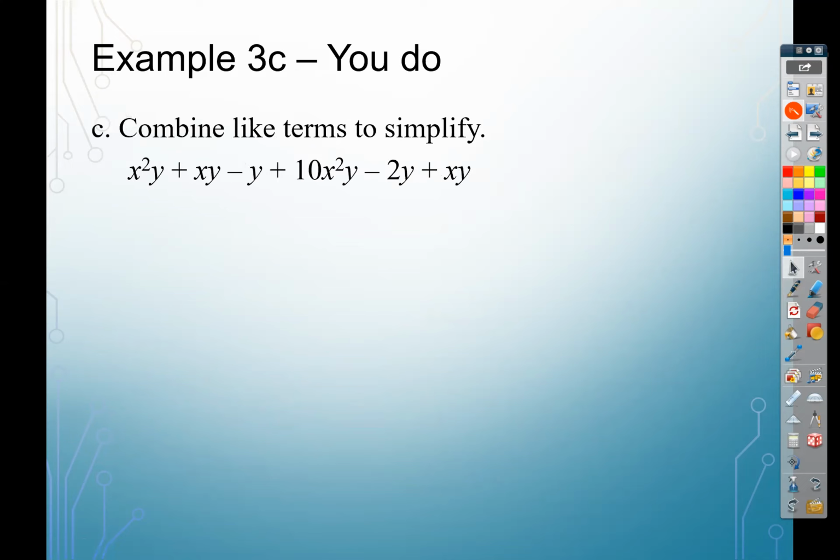Now I want you to do this one. Remember to only combine like terms. Pause it. And you should have gotten 11x squared y plus 2xy minus 3y.